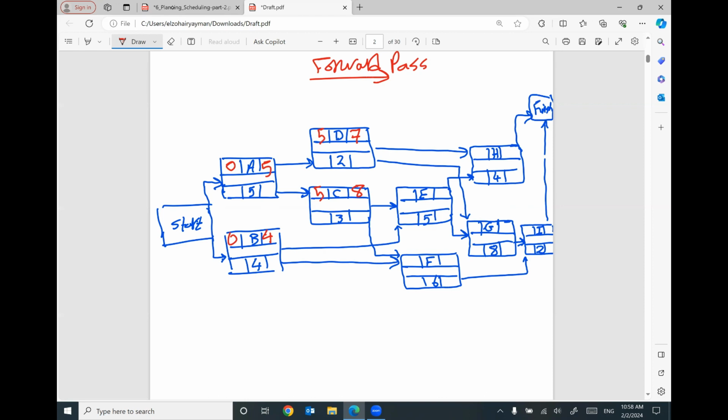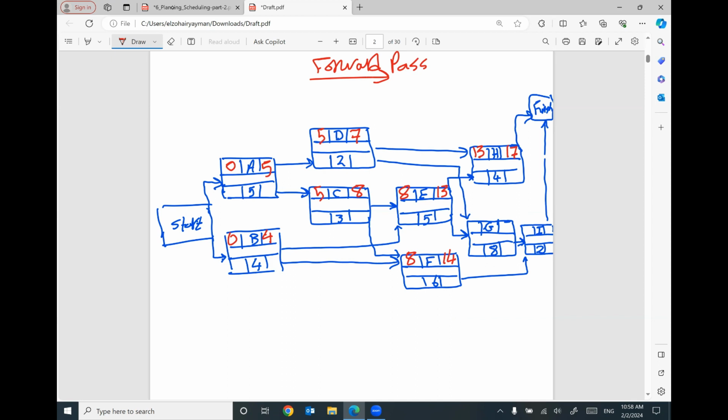For activity E, I have two arrows. One will give you 8, one will give you 4. I'm going to use 8 plus 5 will be 13. For activity F, I have one will give you 8, one will give you 4. I'm going to use 8 plus 6 will be 14. For activity H, I have two arrows. One will give you 13, one will give you 7. I'm going to use 13 plus 4 will be 17.